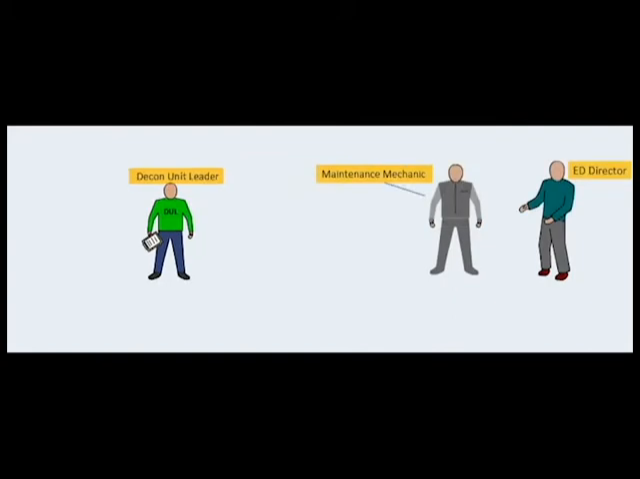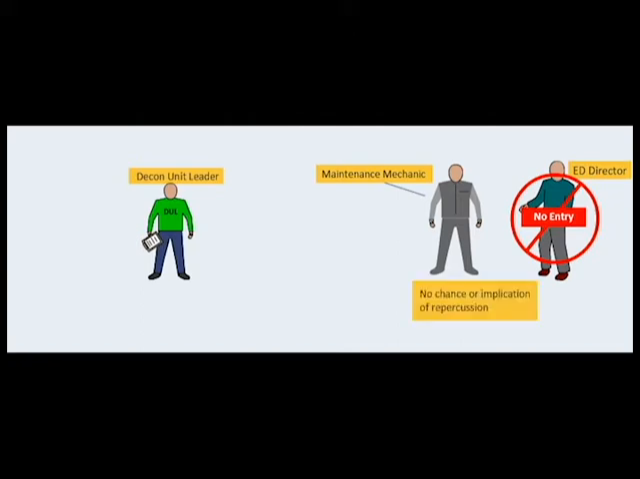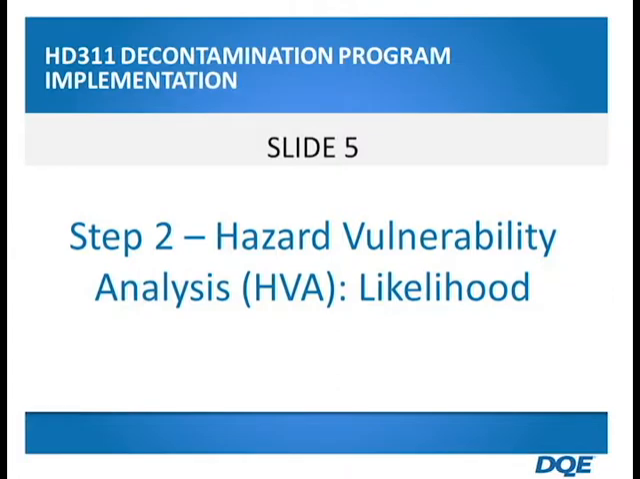For instance, a maintenance mechanic may refuse an ED director entry into the Decon corridor during an emergency decontamination operation if that mechanic is serving as the Decon unit leader. There should be absolutely no chance or implication of repercussion to the mechanic in this situation. This enables team members to perform the responsibilities of their roles during an emergency decontamination operation effectively and confidently, resulting in the best possible outcomes for patients and hospital staff.